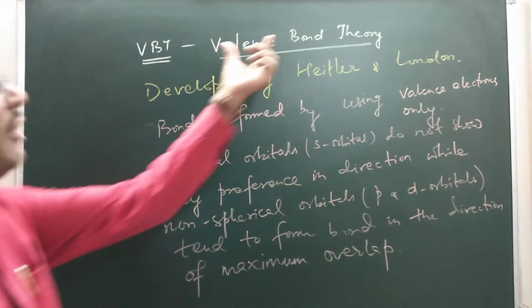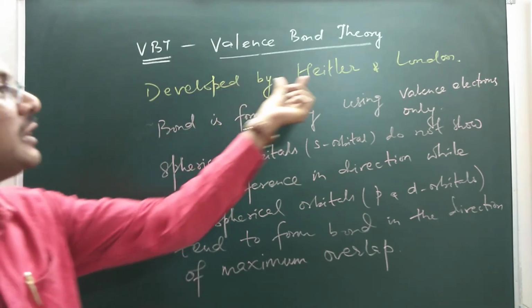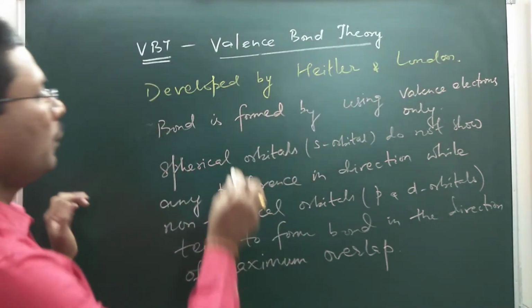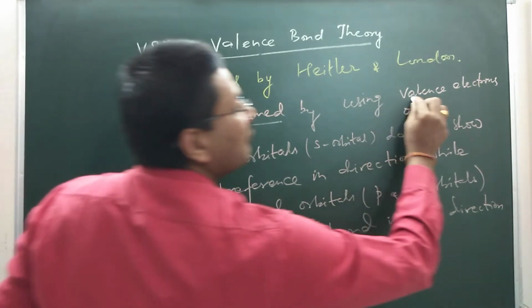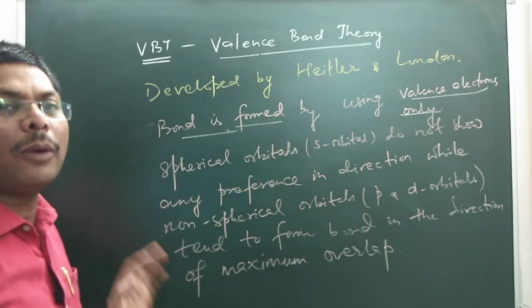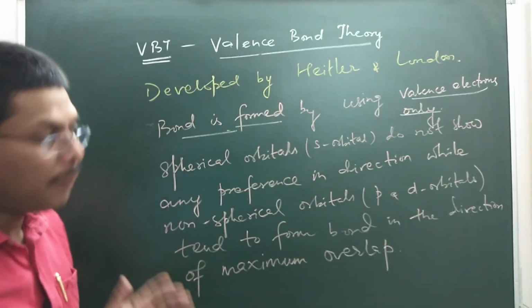Now let's understand valence bond theory. Valence bond theory was developed by Heitler and London. Bonds are formed by using valence electrons only. So how are the bonds formed? Only the valence electrons participate in bond formation.